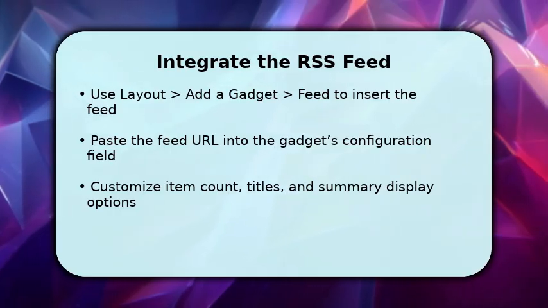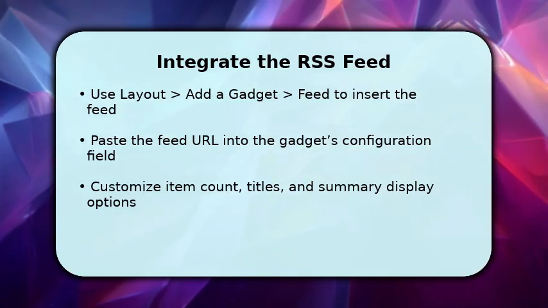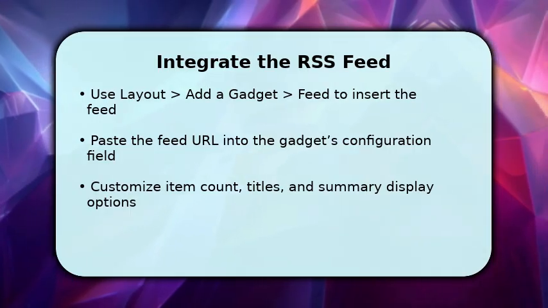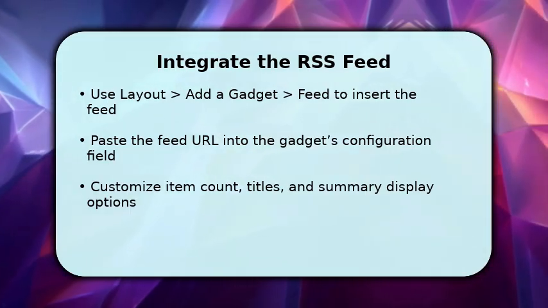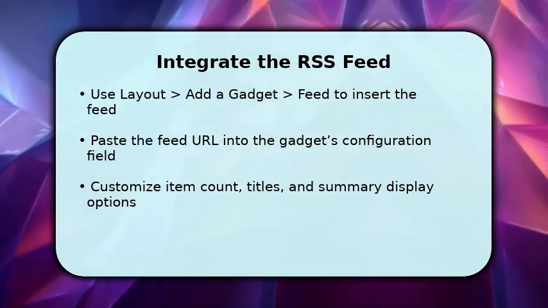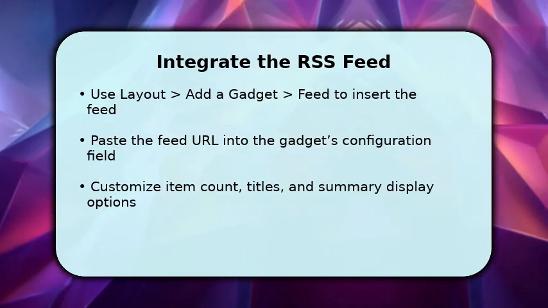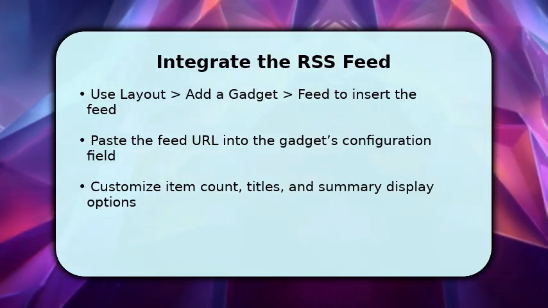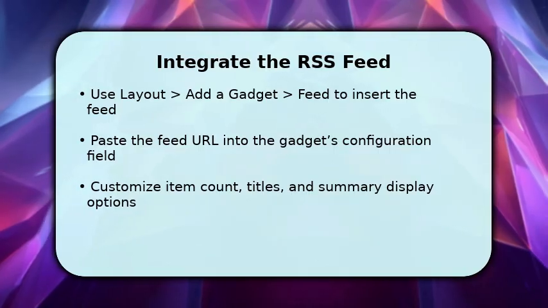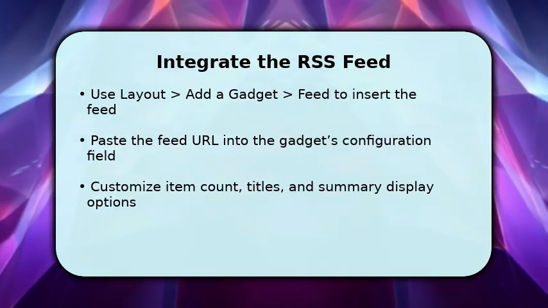Once items appear, adjust display options, set how many posts to show, toggle title links, and choose full content versus snippets. You control whether images and timestamps display. After customizing, save the gadget and drag it to the desired column. Preview the theme to confirm the feed looks right.